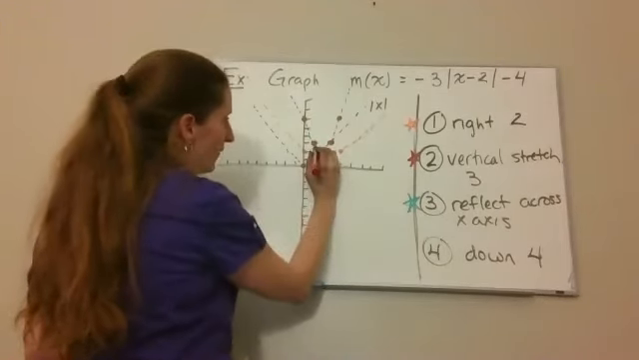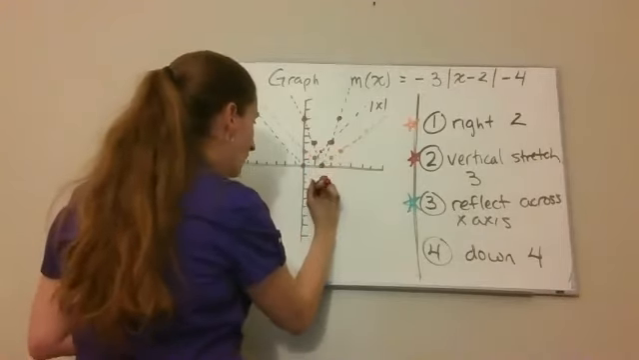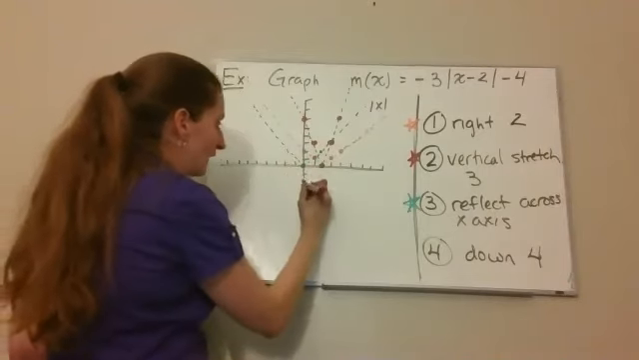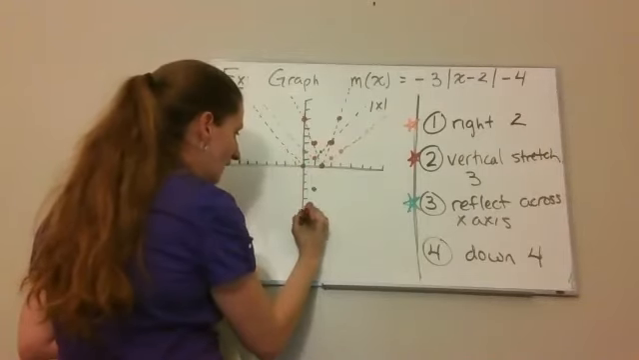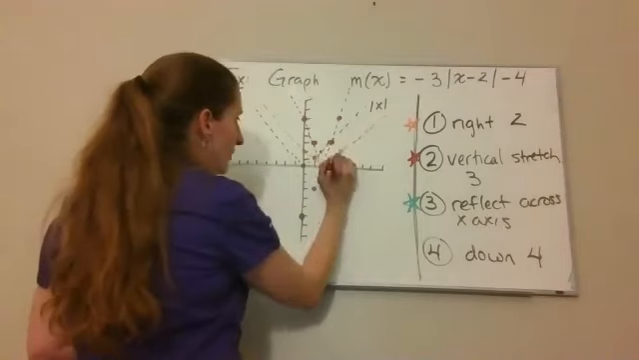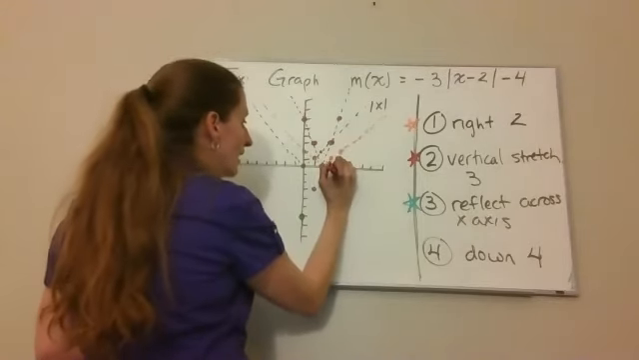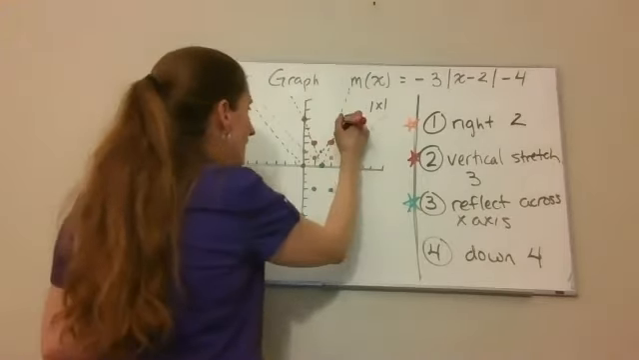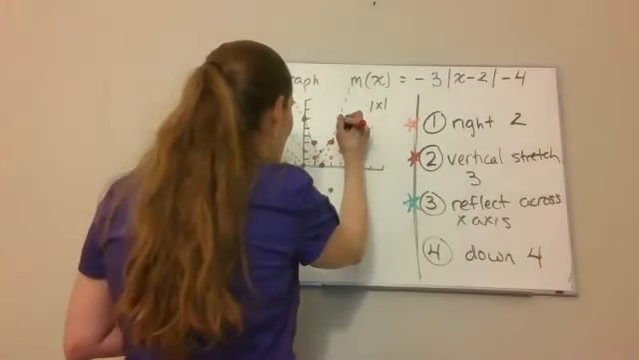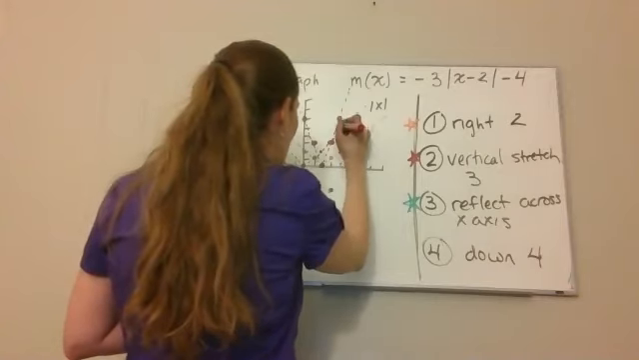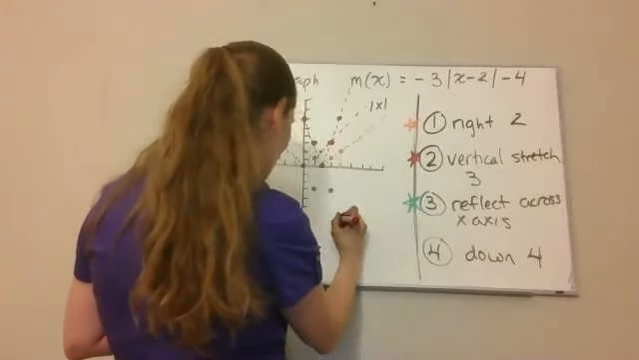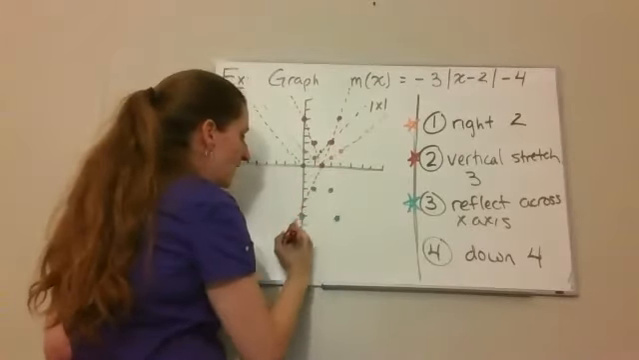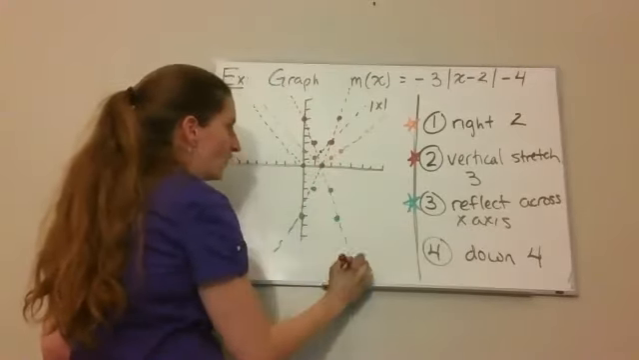So this point that was at 1, 3 is now at 1, -3. My point that was at 0, 6 is now at 0, -6. My point that was 3, 3 is now 3, -3. And my point that was over here at 4, 6 is now all the way down at 4, -6. And I still have a V shape. It's just been flipped.